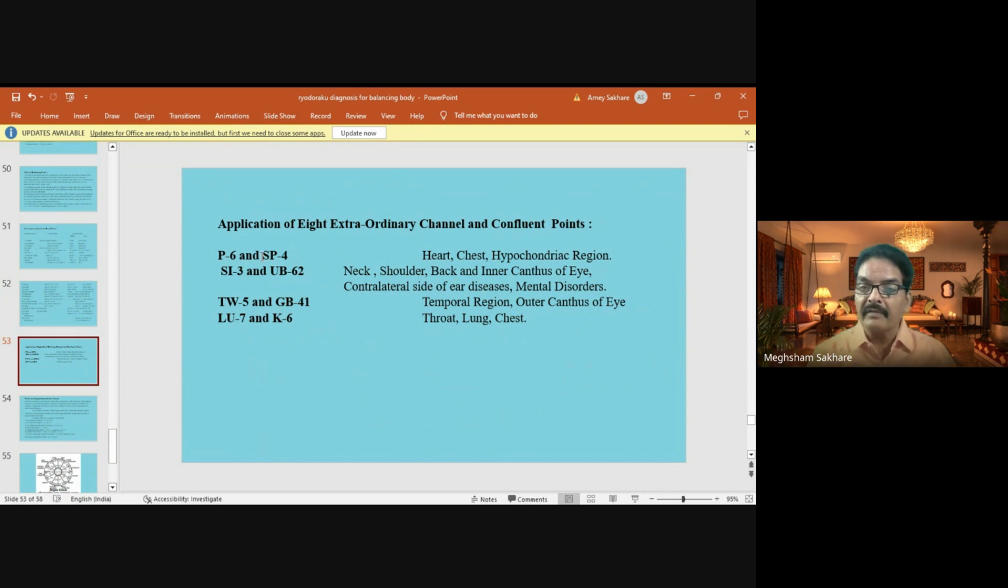For indigestion and heart problems, I have used P6 and SP4. TW5 and GB41 for the temporal region and outer canthus of the eye, and for migraine use the opposite side. Lung 7 and K6 for throat, lung and chest infection.